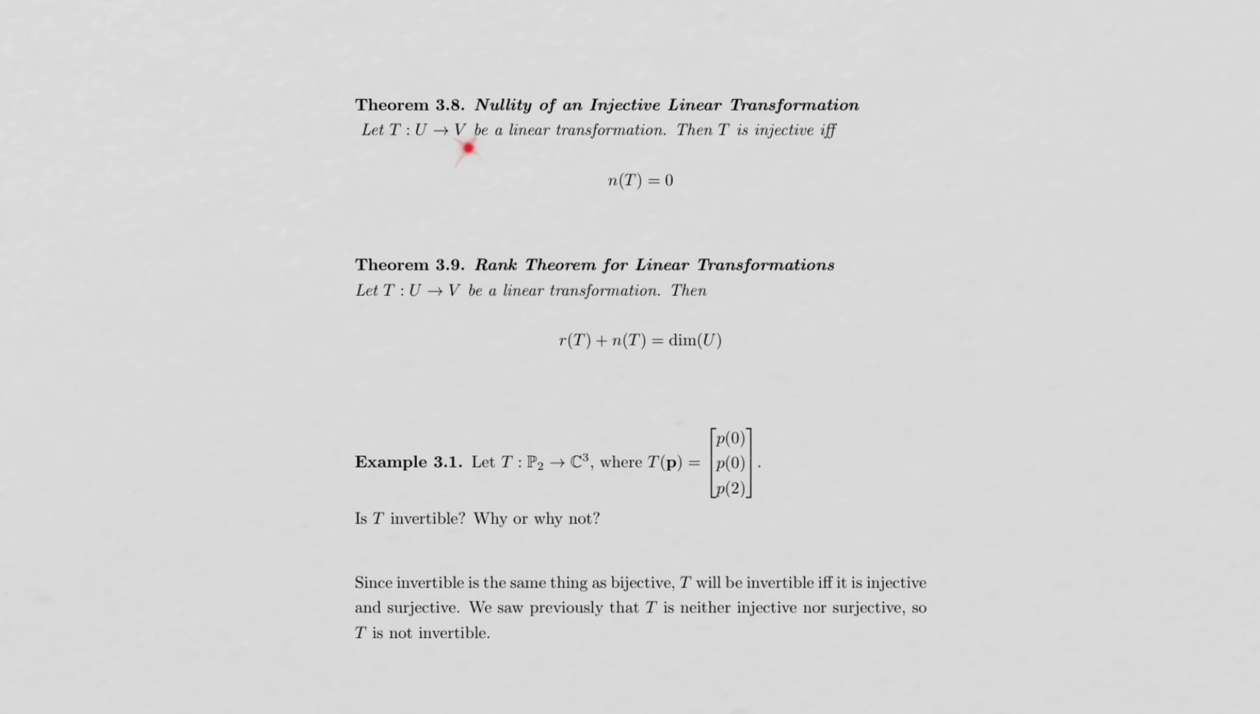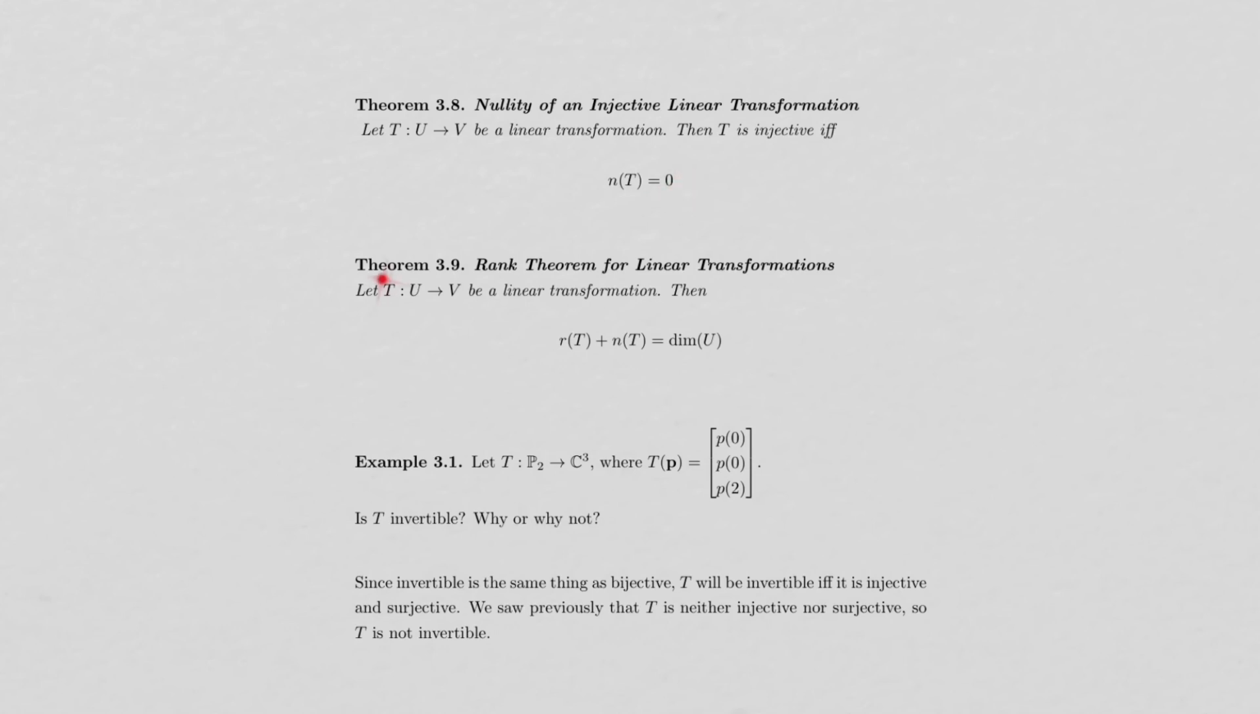The next theorem says that if T is a linear transformation, then it is injective if and only if the nullity of T is equal to 0. And again, this is based on the previous theorem that says T is injective if and only if the kernel of T is equal to the set containing the 0 vector. Well, the nullity is the dimension of the kernel, and the set containing the 0 vector has dimension 0.